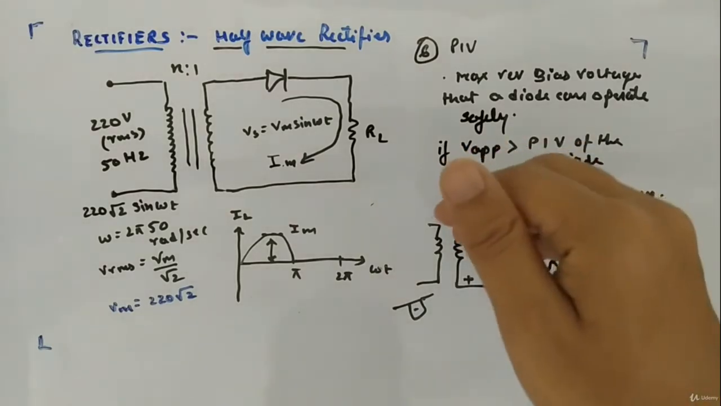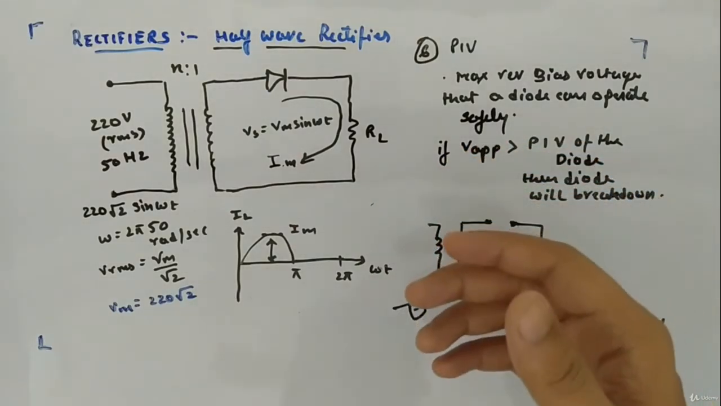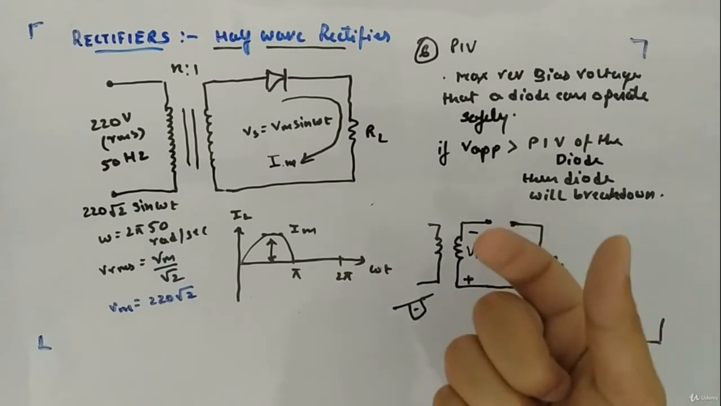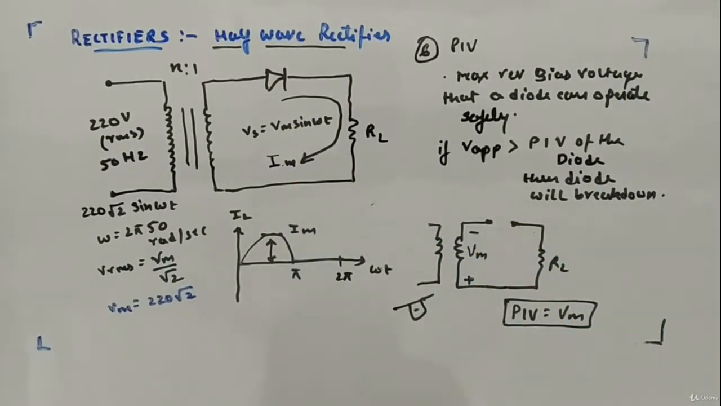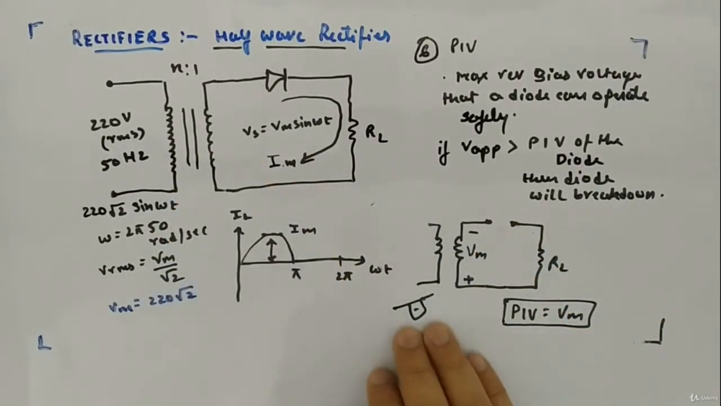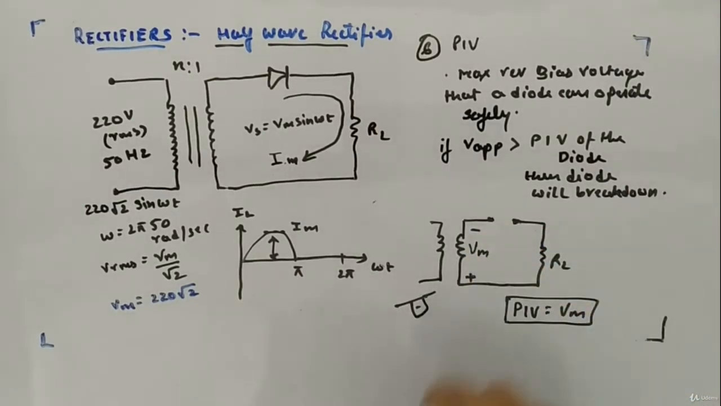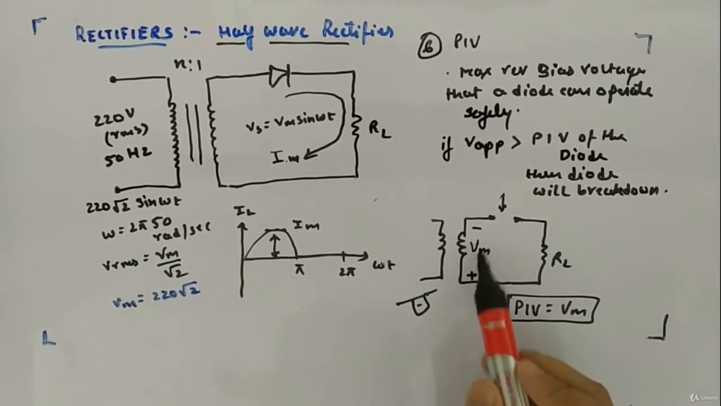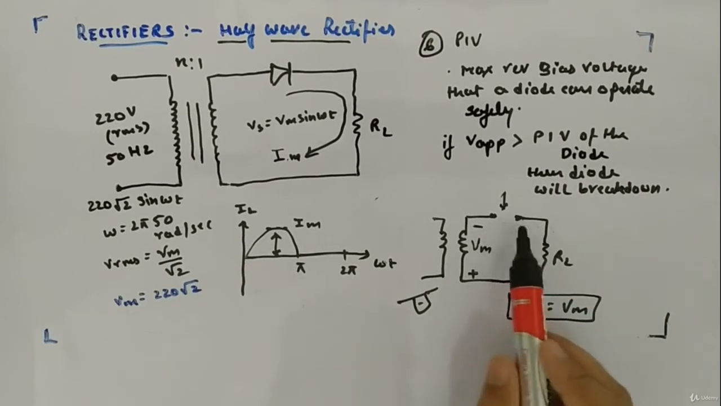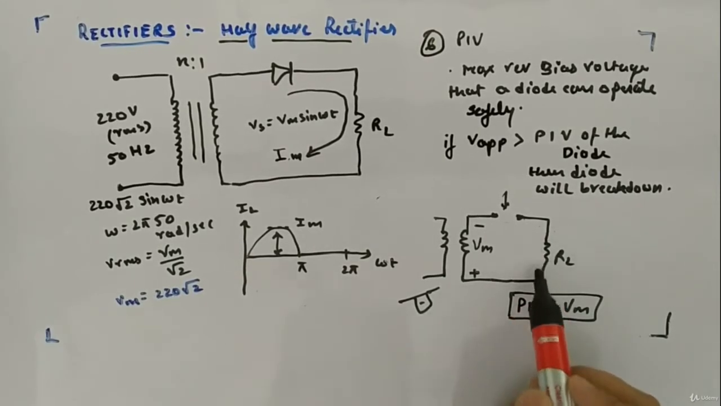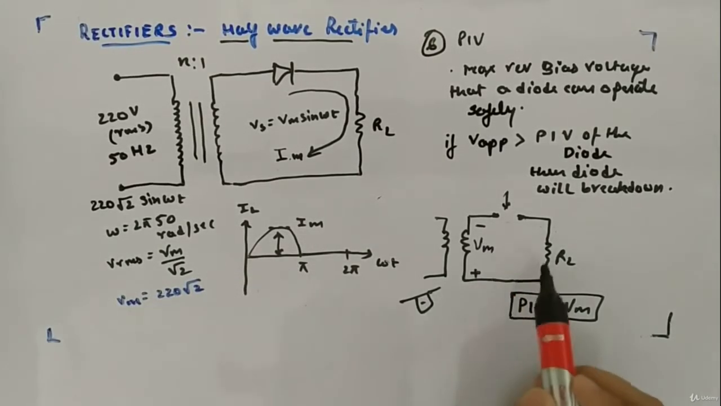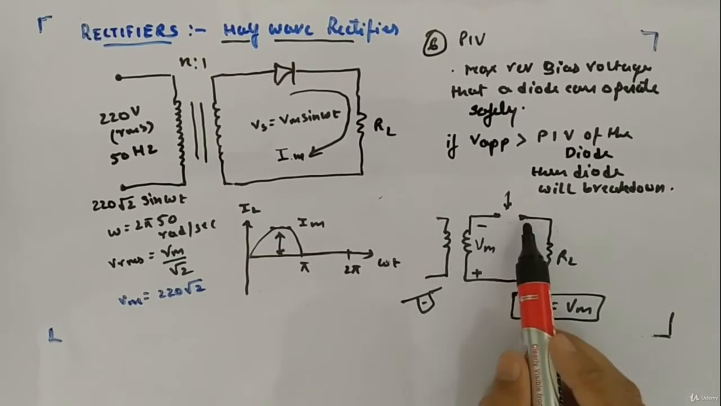So we have to check what the maximum reverse bias voltage appearing across this diode is in the negative half cycle. When the negative half cycle is going, this will be negative, this will be positive, this is Vm, and the diode will be off. You look from this side, and you have the Vm value. Since there is no current, there won't be any voltage across this resistance, so you can see only Vm appearing across the diode.